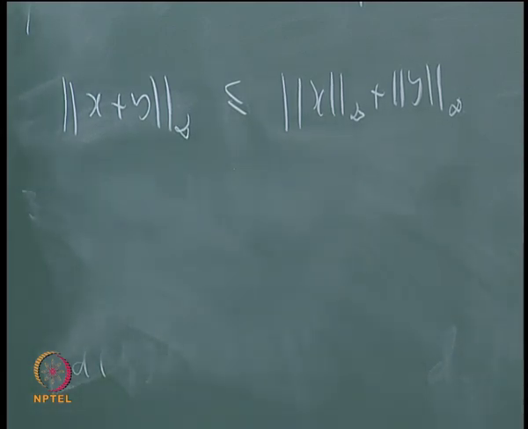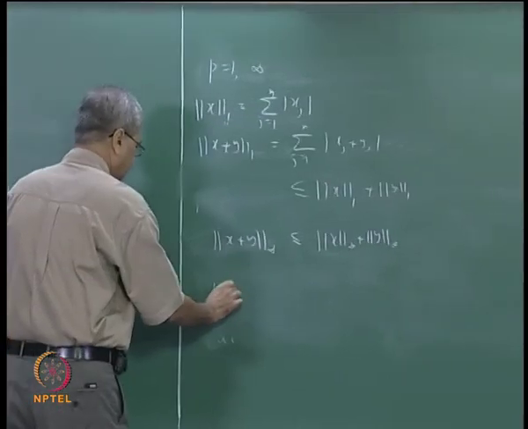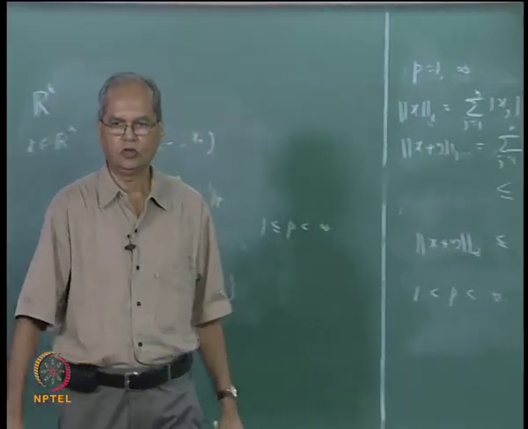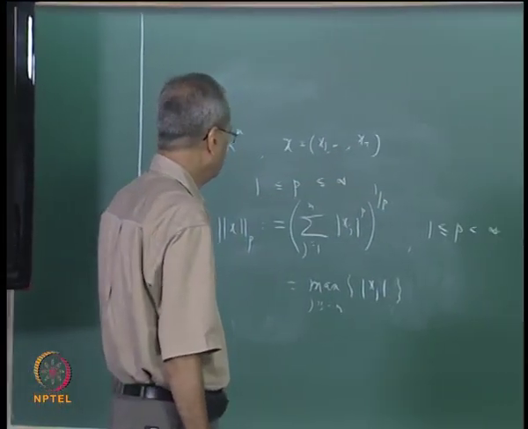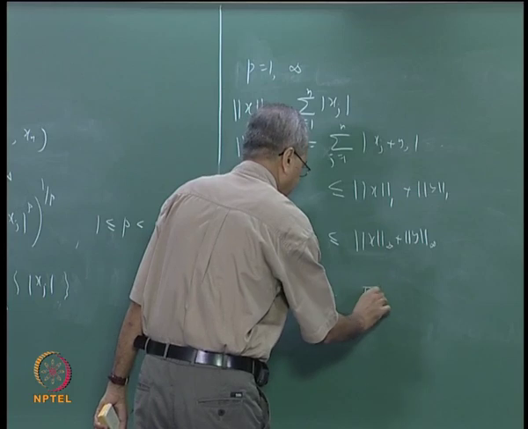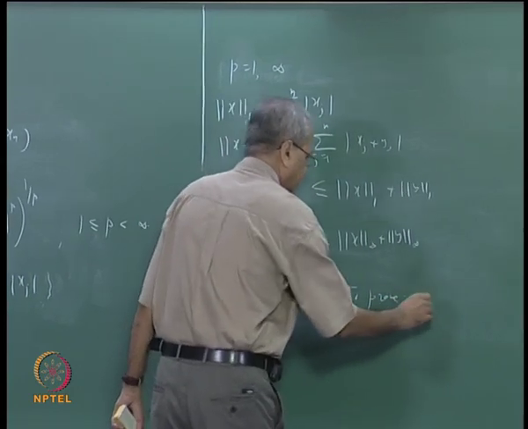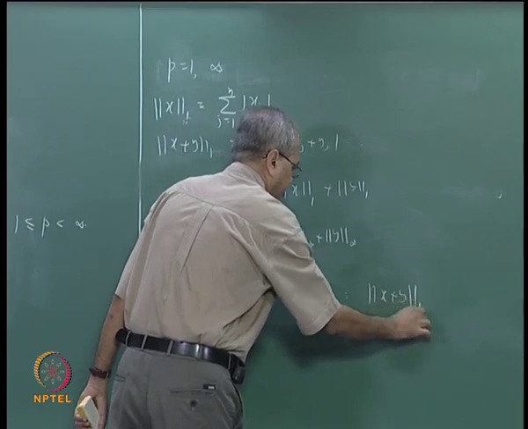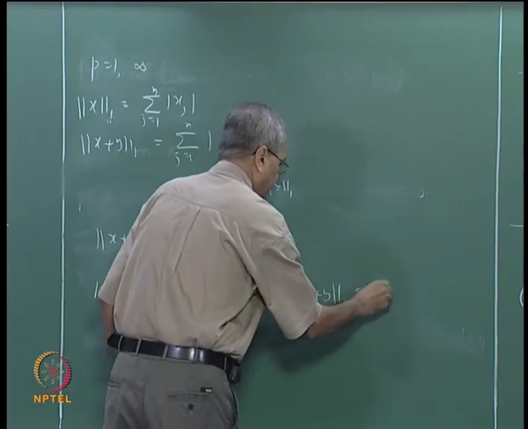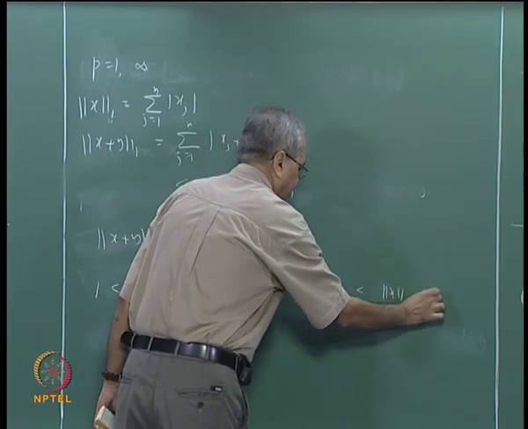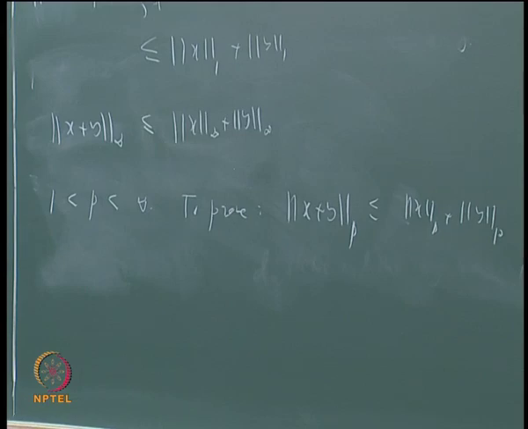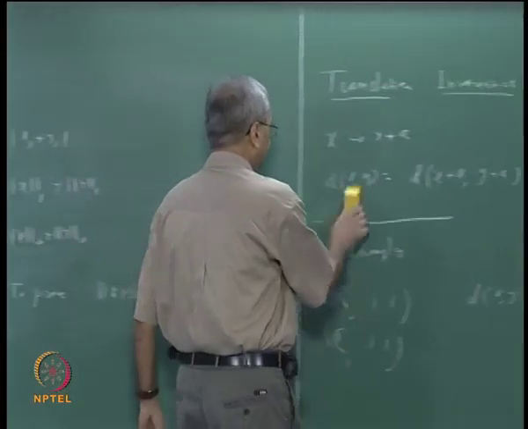What requires some non-trivial work is the case when 1 is strictly less than p strictly less than infinity. In this case, what we need to prove is that norm of x plus y suffix p is less than or equal to norm x suffix p plus norm y suffix p. And let me write this in the full form instead of this.